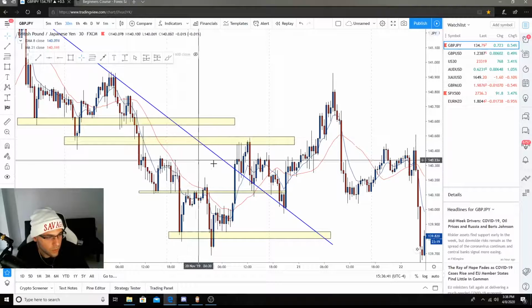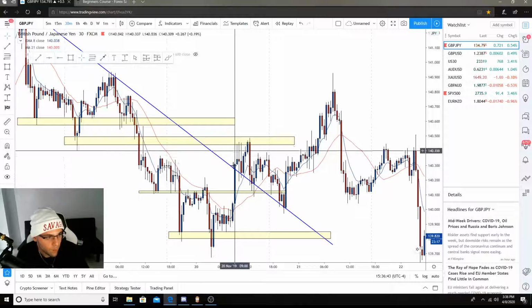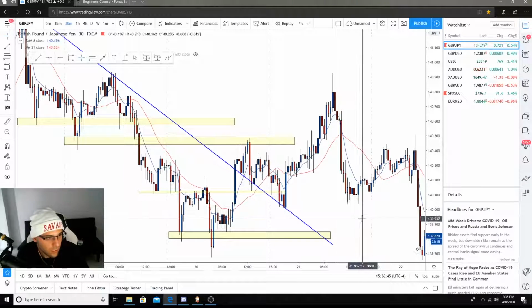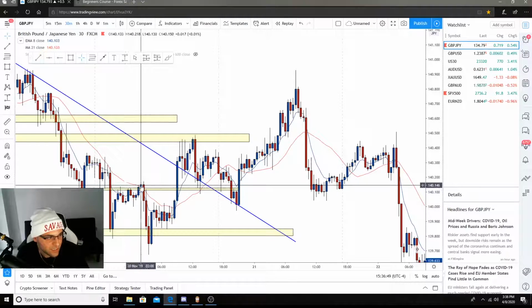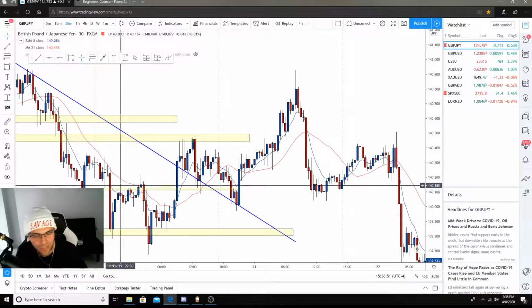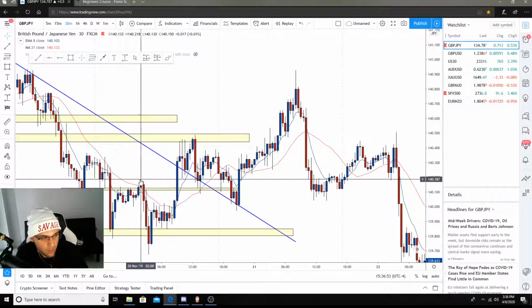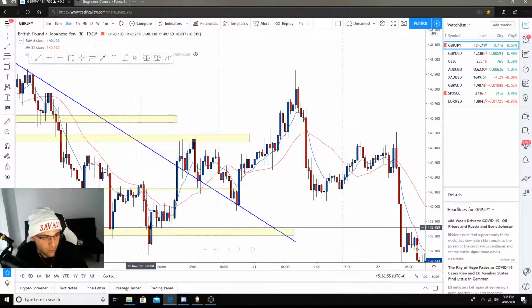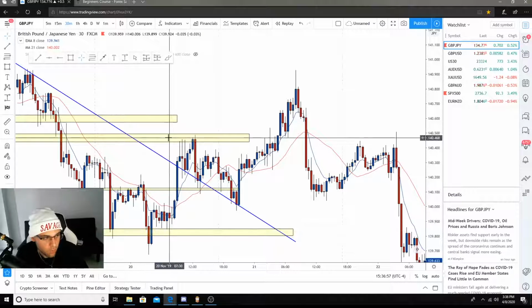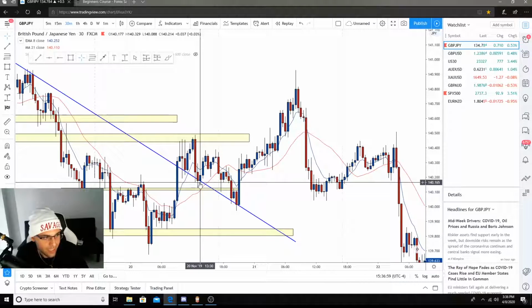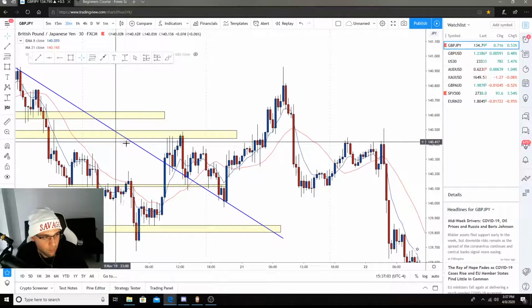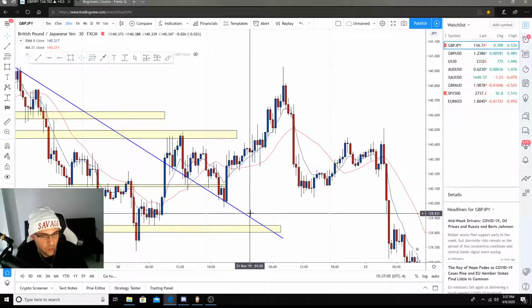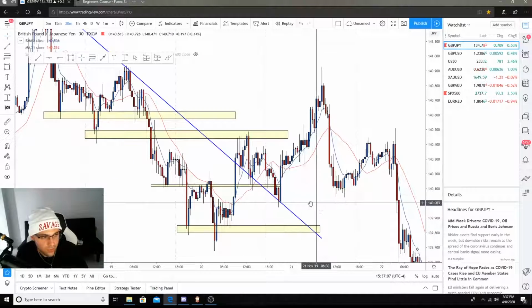So notice how we just broke above the channel. Now guess what? This is a form of resistance. Was once support, but now resistance as we came up. Boom. Came back down. Strong level of support. Break above. Come back down. So now we're on top of the descending trend line on this channel going down.